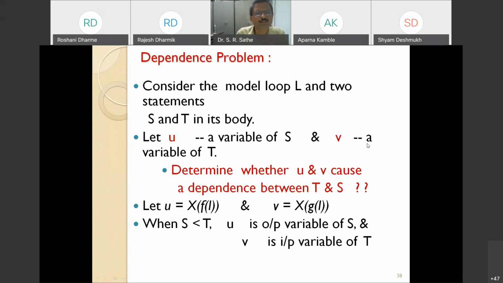Let U be a variable of S and V a variable of T. Determine whether U and V cause a dependence between T and S. That is what is under consideration. U is X of f(i) and V is X of g(i), where f(i) and g(i) mean some functions of the index variable I. When S is less than T, U is an output variable of S and V is an input variable of T. That is, S writes U and V reads it, something like that.